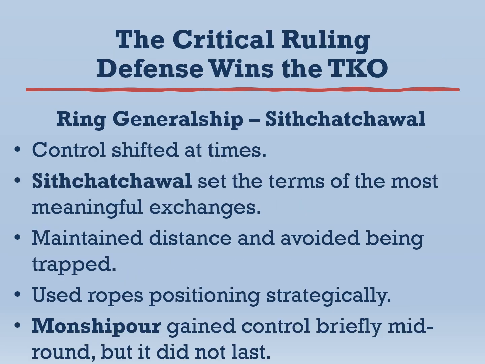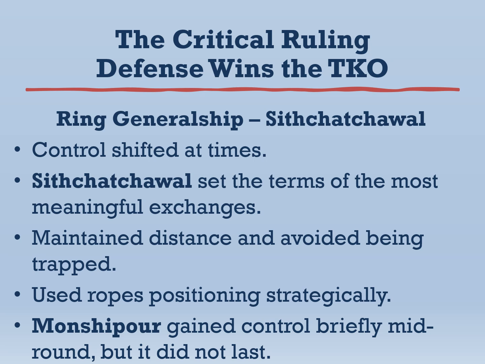Control of the ring shifts at times, but Sithchatchawal consistently sets the terms of the meaningful exchanges. He manages distance well, refuses to be trapped, and uses the ropes strategically to set counters. Monshipour gains control in the middle of the round, but it does not last or dictate the direction of the action.